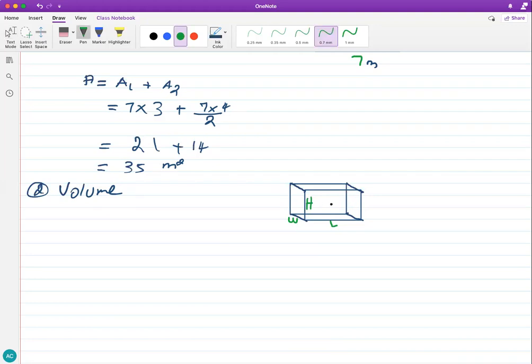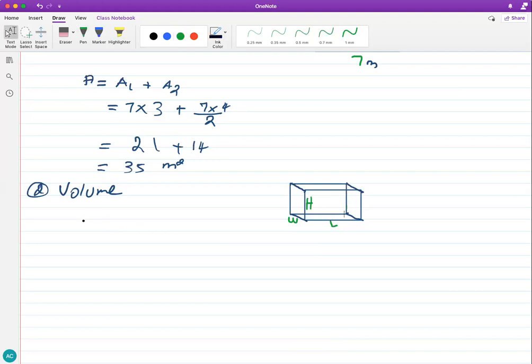The way you look at it is this rectangle is facing another rectangle here. They're of the same size. Then this rectangle here on the left side is facing this one. They're of the same size. Then the bottom one is facing the top one. They're also the same.